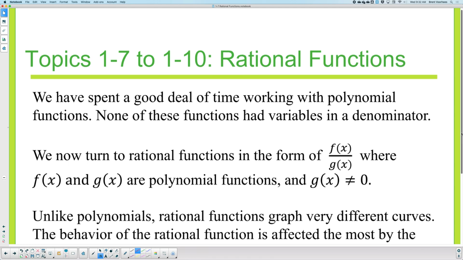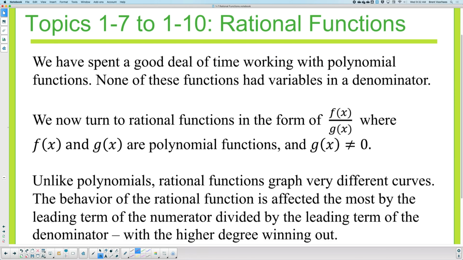So, what have we done so far? We have been working with polynomials. Today we're going to start working on rationals. So notice here, what's happening in that equation? Division. We're going to be dividing by another polynomial.